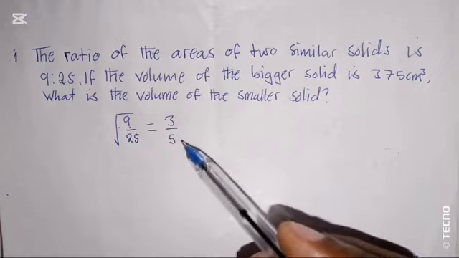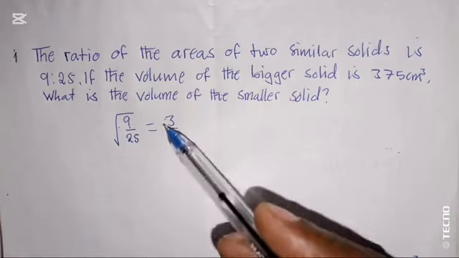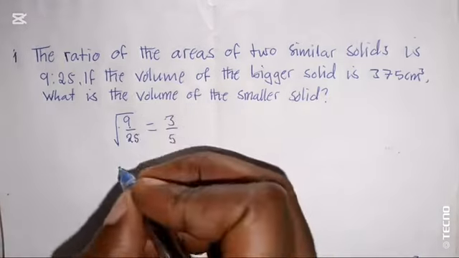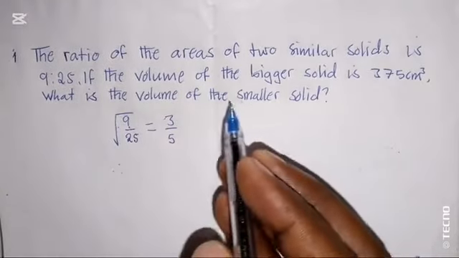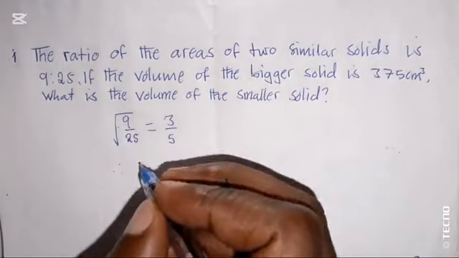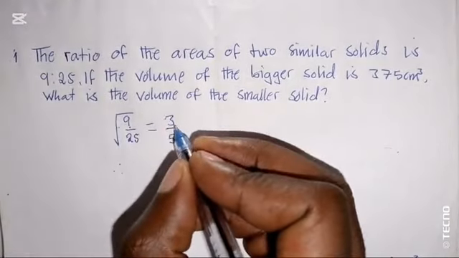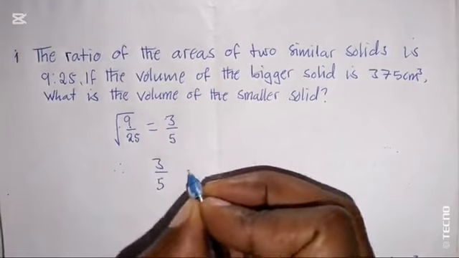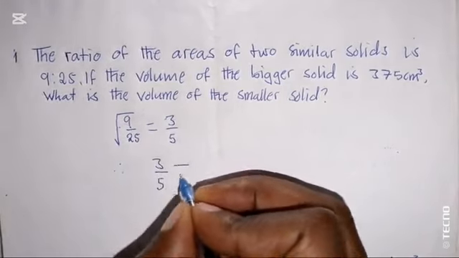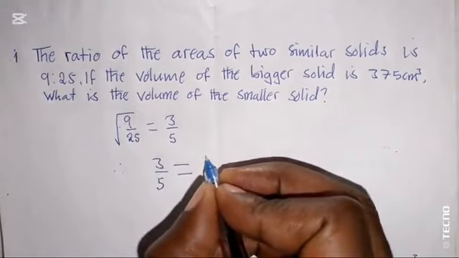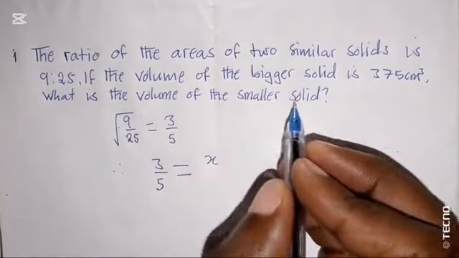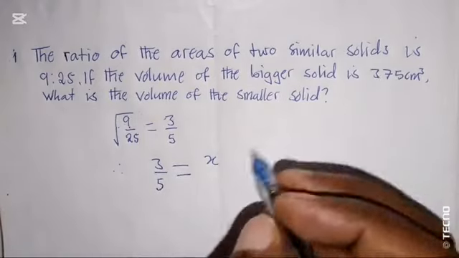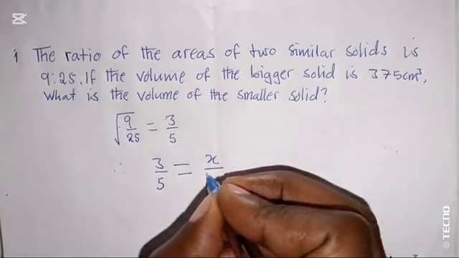Again, if I tell you to find the ratios of the volume, here again you find the cube root, or you find the cube of this. So what they want is to find the volume of the smaller solid. We'll say the ratio of the smaller solid is 3 over 5. This 3 is represented by x, because we don't have the volume, and this 5 is represented by 375, because it's the bigger volume.